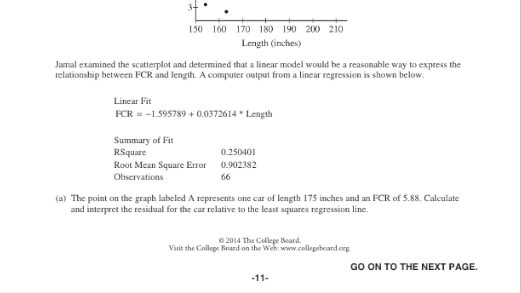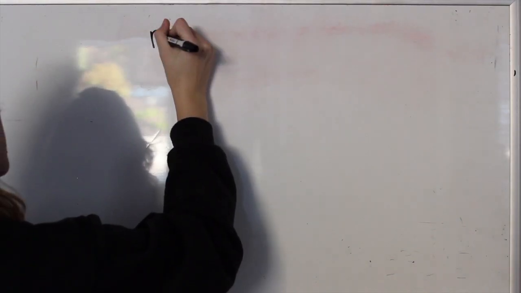Jamal examined the scatter plot and determined that a linear model would be a reasonable way to express the relationship between FCR and length. A computer output from a linear regression is shown below. Part A. The point on the graph labeled A represents one car length of 175 inches and an FCR of 5.88. Calculate and interpret the residual for the car relative to the least squares regression line.